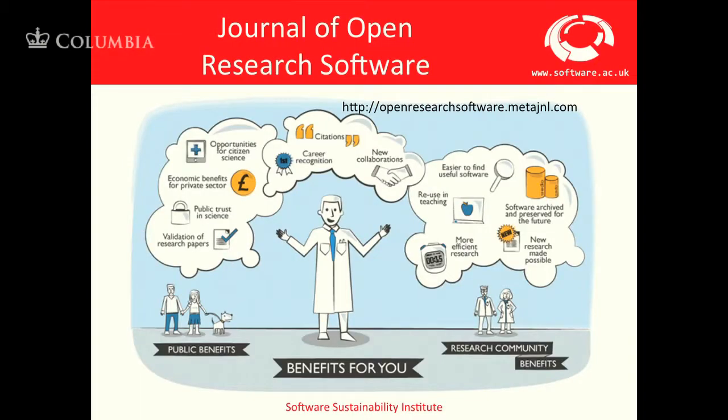So I'm going to plug here one of the things that we're doing at the SSI to try and help this, which is the Journal of Open Research Software, where we're trying to provide ways in which people can share the knowledge about how to reuse their software. This is a journal which encourages people to publish pieces of software that they've developed, and it's assessed not on the quality of their software, but on their ability to describe its potential for reuse.